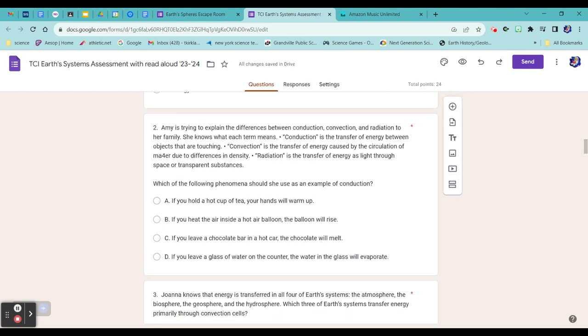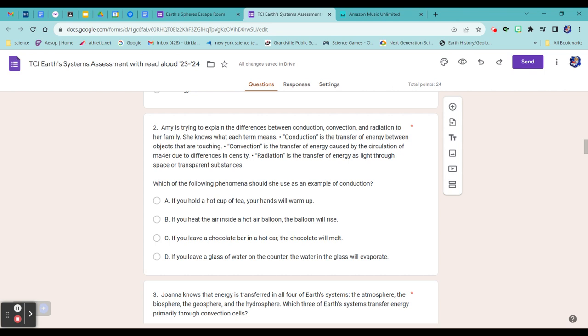Number 2, Amy is trying to explain the difference between conduction, convection, and radiation to her family. She knows what each term means. Conduction is the transfer of energy between objects that are touching. Convection is the transfer of energy caused by the circulation of matter due to differences in density. Radiation is the transfer of energy as light through space or transparent substances. Which of the following phenomena should she use as an example of conduction?